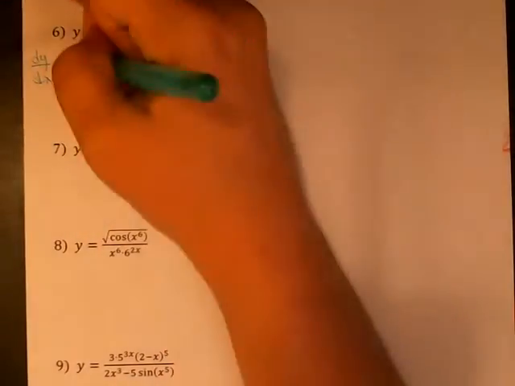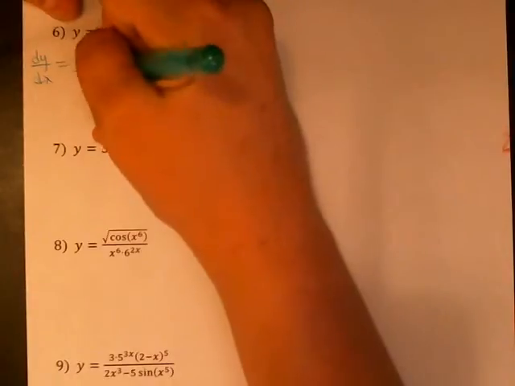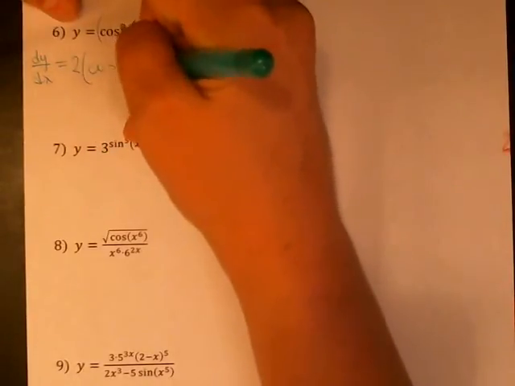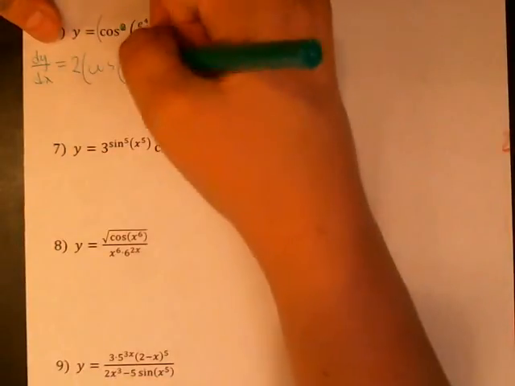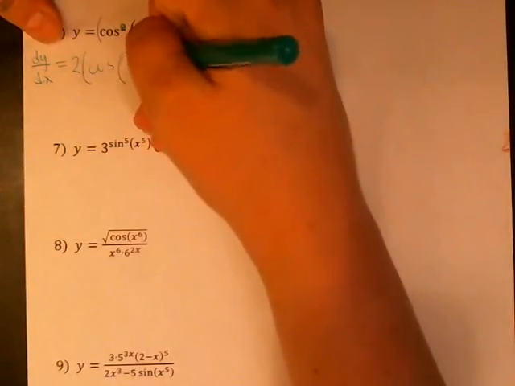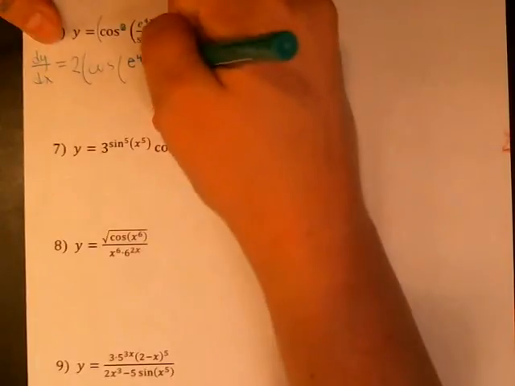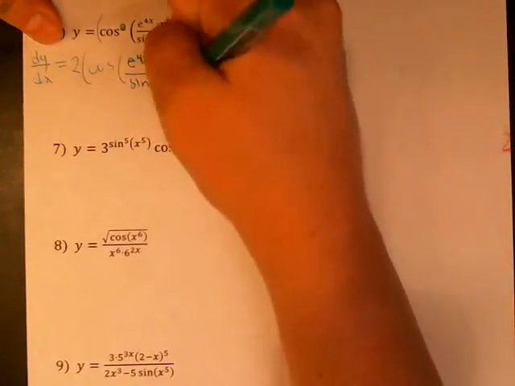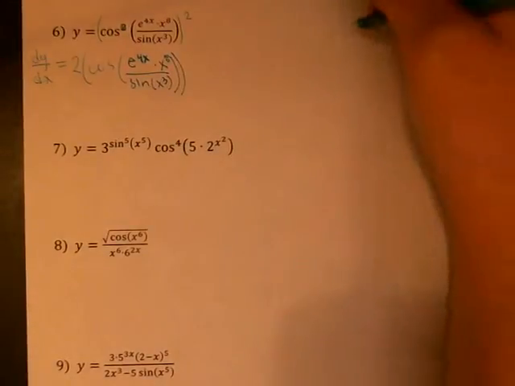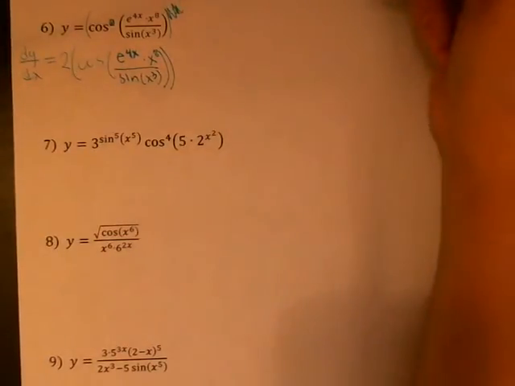Okay, so stuff squared, the derivative is going to be 2 times stuff. I think I switched green pens. Hold on, this one's not working that well. e to the 4x times x to the 8 over sine of x cubed, to the first power. Squared is dealt with.